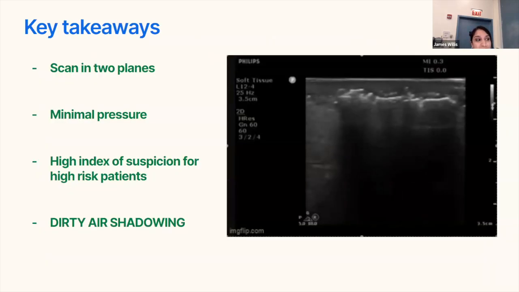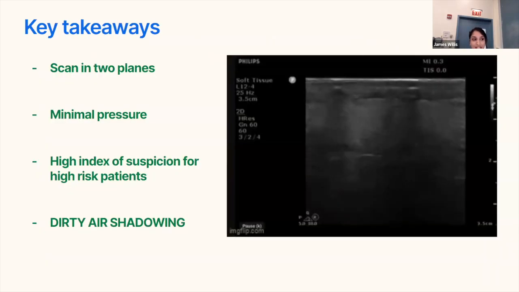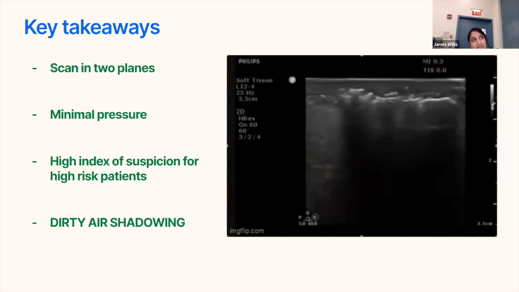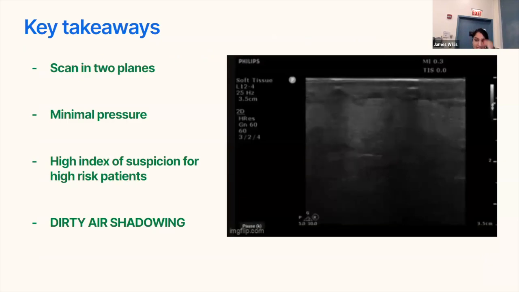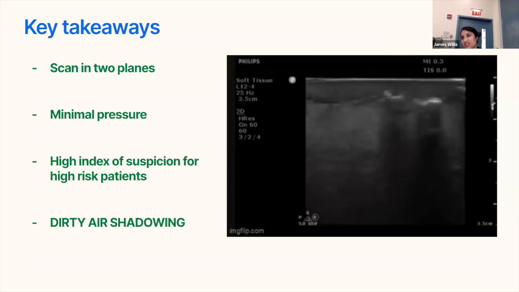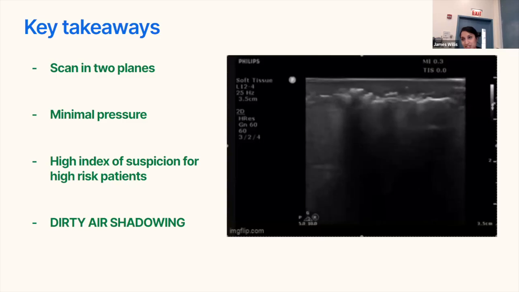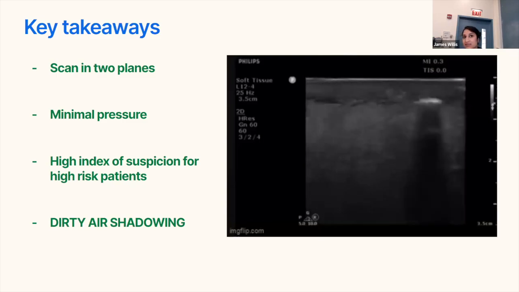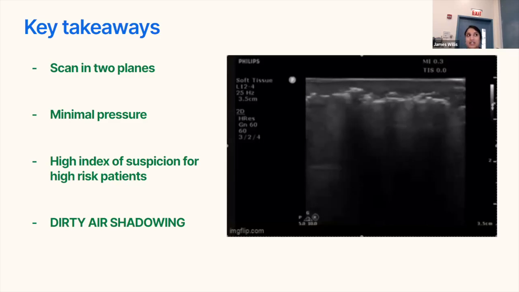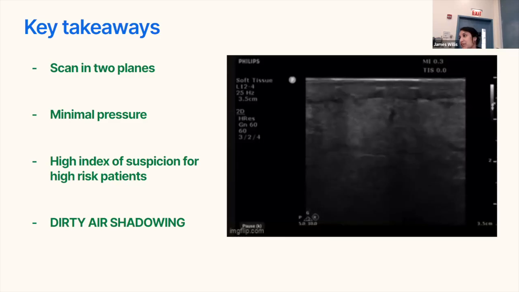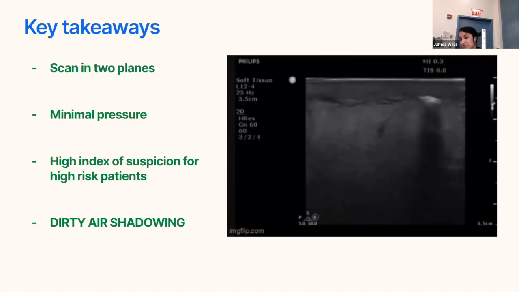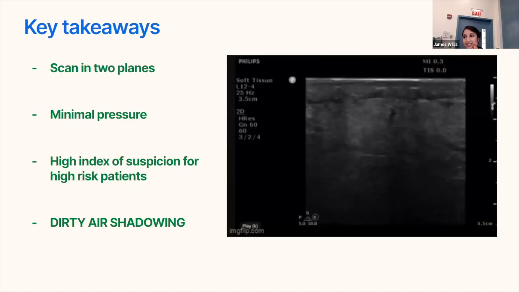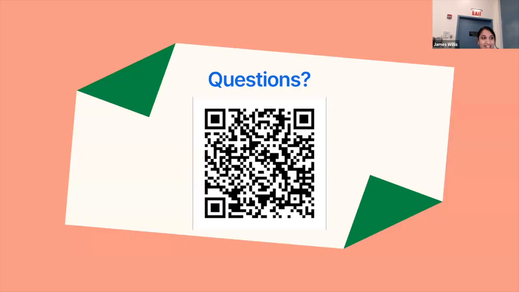So the key takeaways for this are you want to scan in 2 planes. You want to use minimal pressure. You want to have a high index of suspicion for high-risk patients. Like with my DKA patient, we were trying for the longest time to figure out what's going on, what's causing this infection, what's causing him to be so acidotic. And eventually we did a full head-to-toe exam. He ended up being fine, but I wonder if we had done that sooner, if we would have been able to figure it out sooner. And then the biggest thing is dirty air shadowing. Any questions?